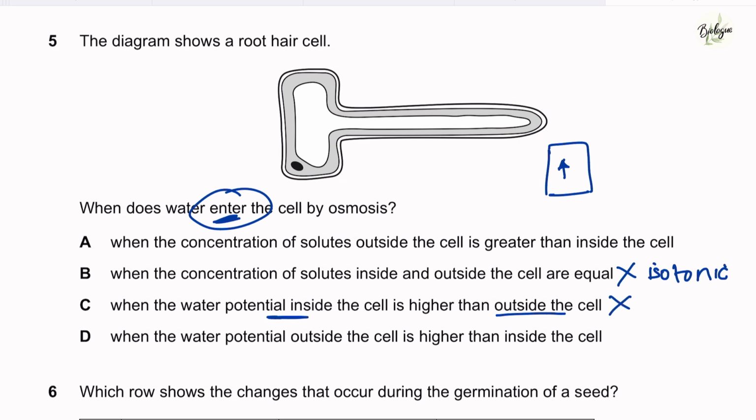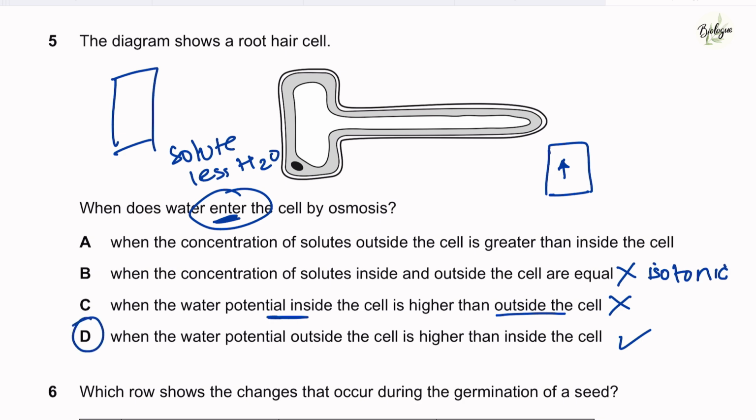When the water outside the cell is higher than inside the cell, yes, that is true. Solutes outside the cell. Remember, if you have more solute, you have less water. So I want you guys to think of it as an inverse relationship. So when the concentration of solute outside the cell is greater, that means there's less water on the outside than inside. So water will actually move out of the cell, making the cell flaccid or shrink. So the answer, therefore, for question 5 is D.